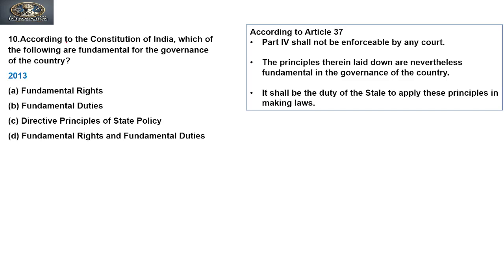The next question was asked in 2013. The question says, according to the Constitution of India, which of the following are fundamental to the governance of the country? This is also a direct question. That is, the fundamental nature of governance was mentioned in Article 37 of the Constitution. So this is again a repeated concept, though the language has been changed. So we need to find out which of the following is fundamental to the governance of the country.